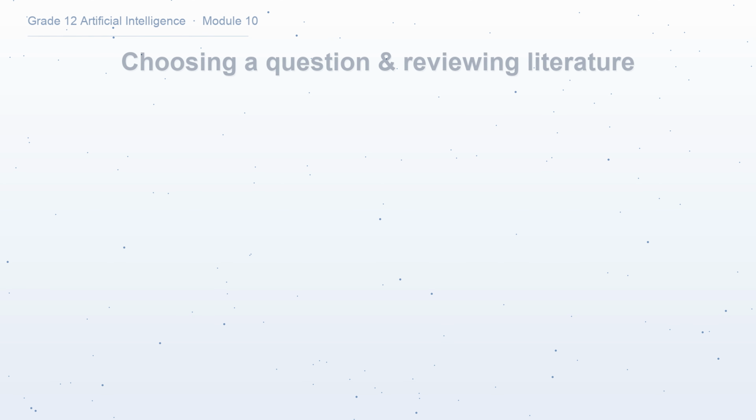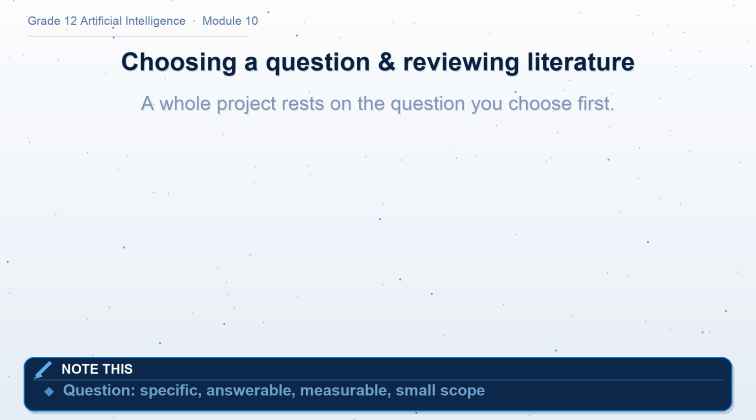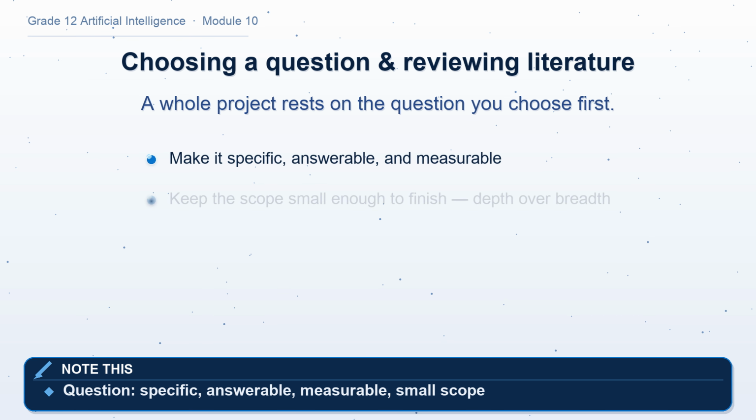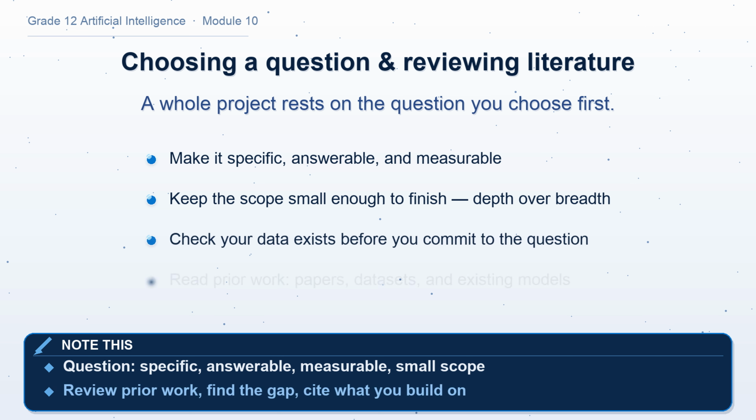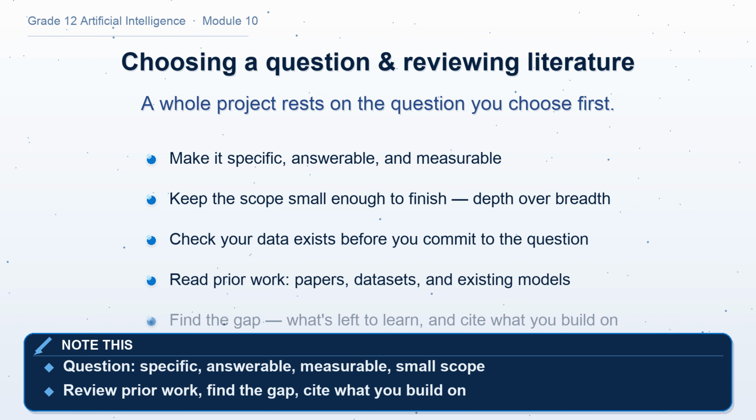Everything rests on the question you choose first. A strong research question is specific, answerable, and measurable. Asking whether a model can tell healthy maize leaves from diseased ones is sharp. Asking whether AI helps farmers is not. Keep the scope small enough to finish in the time you have, because depth beats breadth in a student project. Before you commit, check that the data you'll need actually exists and that you can obtain it. Then review the literature. Read the papers, data sets, and existing models in your area to learn what is already known. Find the gap your project can fill and cite the work you build on rather than rediscovering it.